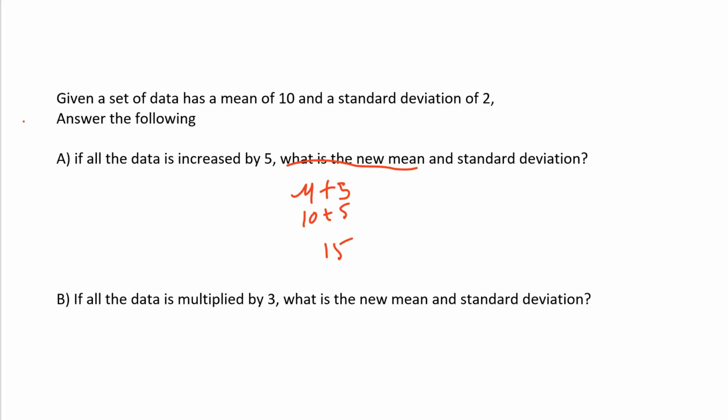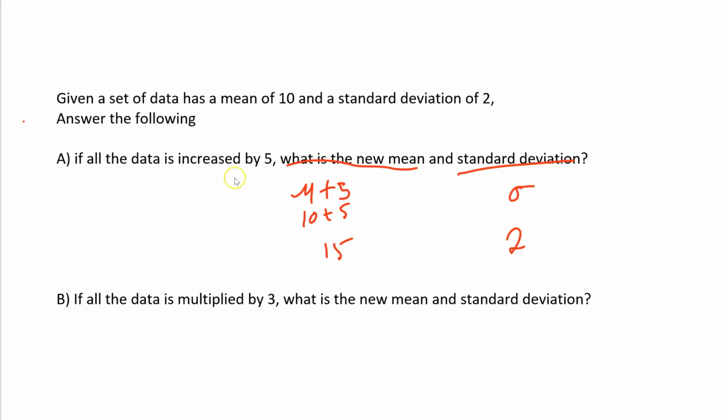Now let's think about standard deviation. Standard deviation talks about how spread apart the data is. Well, if you add 5 to everything, it's still the same spread apart. You just added 5 to everything. So this actually doesn't change when you add something to it. Standard deviation stays the same. So my standard deviation is still going to be 2. So keep that in mind.